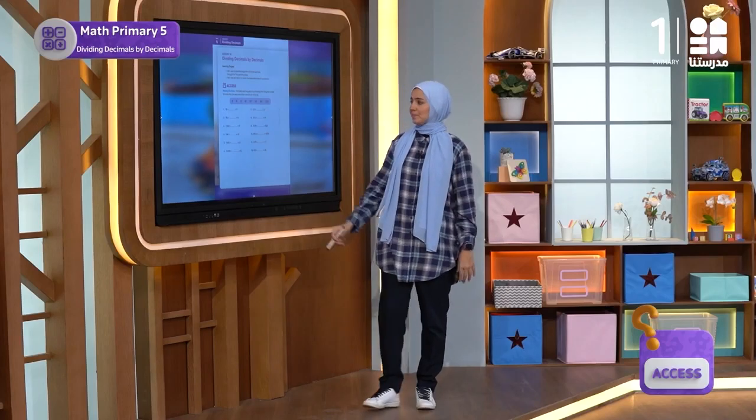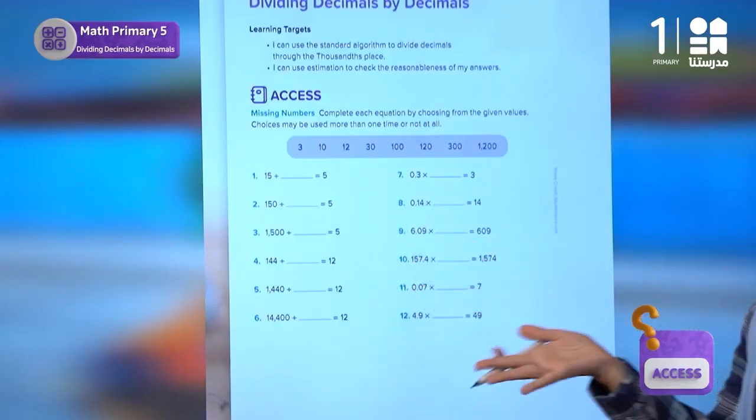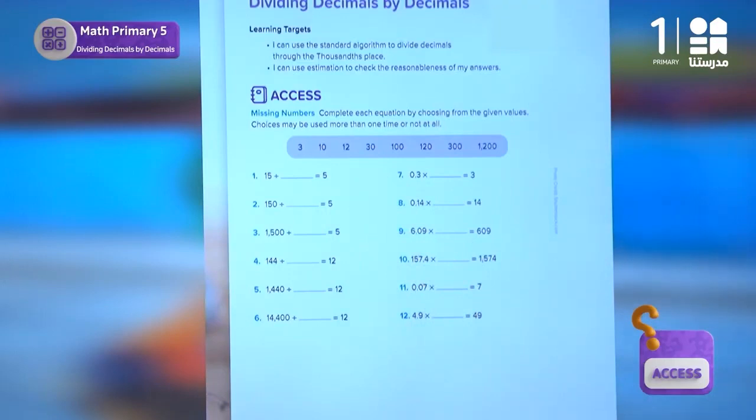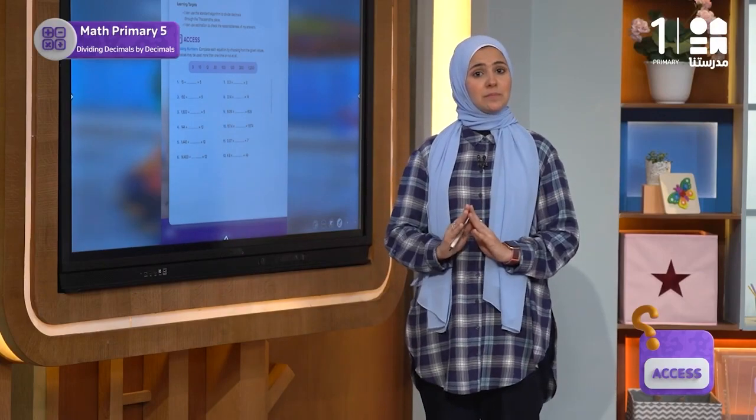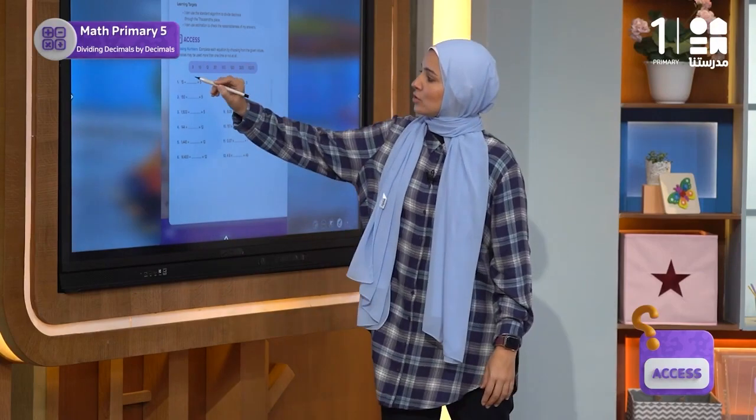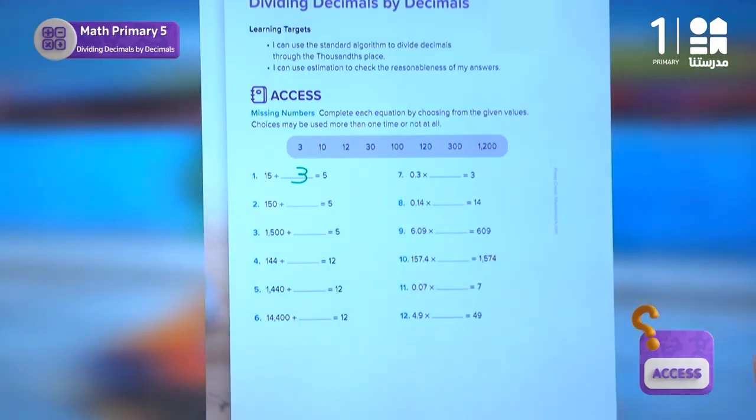In the first question, 15 divided by which number to get 5? I think this is a piece of cake. Let's check the number. Okay, of course the answer is 3. So I'm going to just choose it and write it over here. It's a piece of cake.